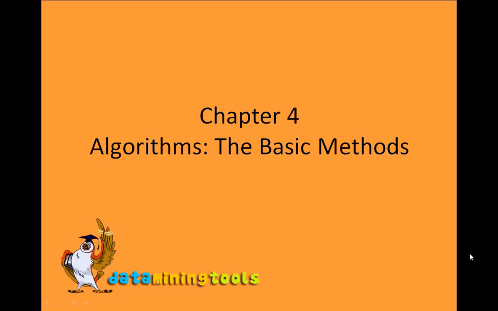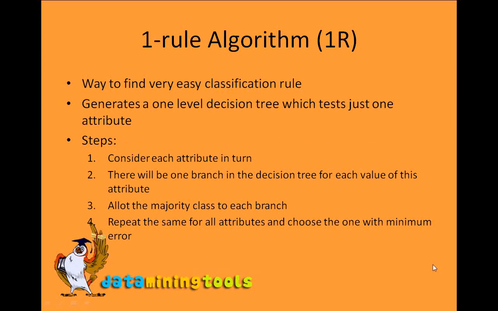So let's begin. The first algorithm that we are going to do is a very easy classification algorithm called 1R, for one rule. It basically generates a one-level decision tree which tests just one attribute. So what are the steps of 1R? First of all, we consider each attribute in turn.